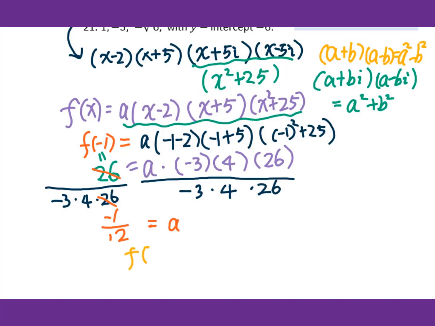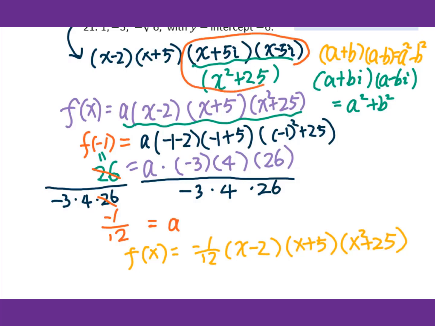Therefore, f of x equals negative 1 over 12 times x minus 2 times x plus 5 times x squared plus 25. When you write down a polynomial function in factoring form, remember no complex numbers and also no irrational numbers. Therefore, we always multiply this first.